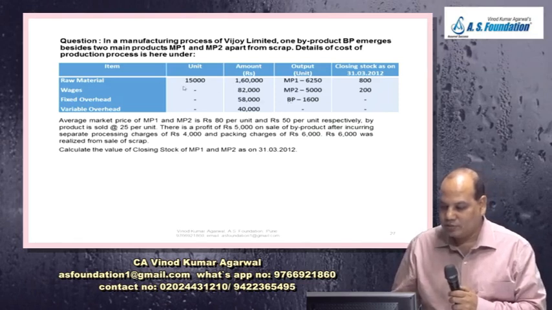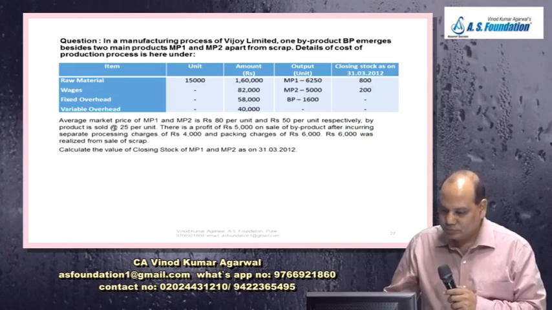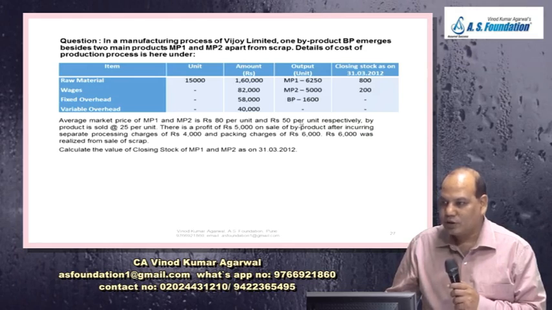Now see the details. Raw material units 15,000. These are the cost incurred on raw material, wages, fixed overhead, variable overhead. These are the output produced: MP1, MP2, byproduct. And this is the closing stock of MP1 and this is the closing stock of MP2. Average market price of 1 and 2 is rupees 80 and 50 per unit respectively. So this will help us to calculate the relative sales value. Byproduct is sold at rupees 25 per unit.